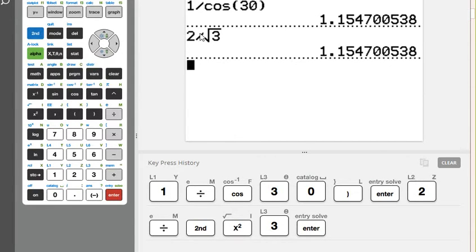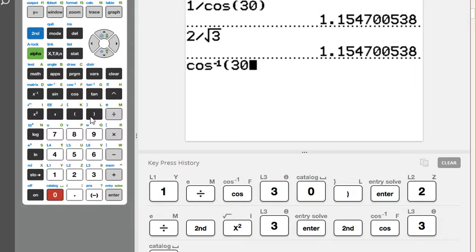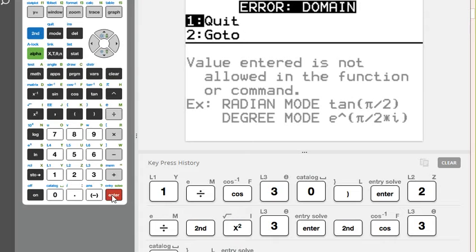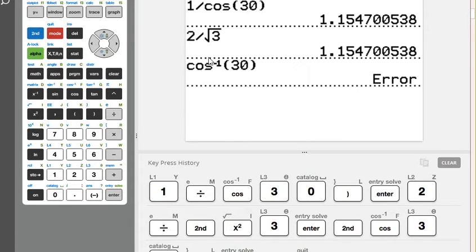I'll tell you right now that if I try to do the inverse here, you'll see this cosine negative 1. It has nothing to do with the reciprocal at all. Let me show you. Second cosine inverse of 30. Think I'm going to get 1.15? Nope. Calculator doesn't like that one at all. We got a long ways to go in this course before you get around to the point where you understand what that is. But just know right now that you can't use that to get the secant. It just doesn't work.